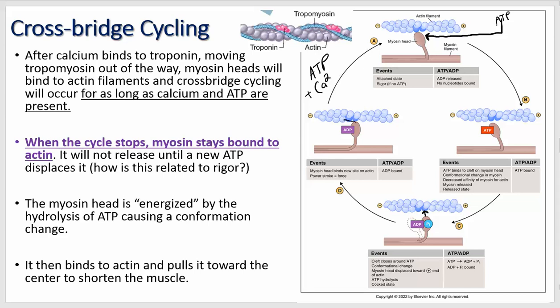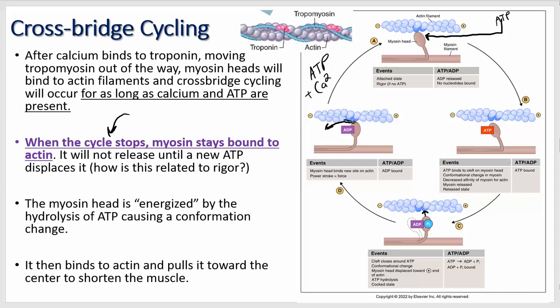Okay, so it changes, and so this is cocked and ready to go, and then it will pull on it and go to this position. Okay, so if you compare these positions, you can see that this one is the energized position, and that one is after it's kind of moved and pulled the actin filament, and then it's stuck there. So I guess the inorganic phosphate falls off when it binds, and the ADP falls off after it pulls. But now it's sitting there with no ATP, no ADP, nothing on it, still stuck, bound to the actin. So if we come back over here to our list, when that cycle stops, myosin stays bound to the actin, and it won't release until a new ATP displaces it.